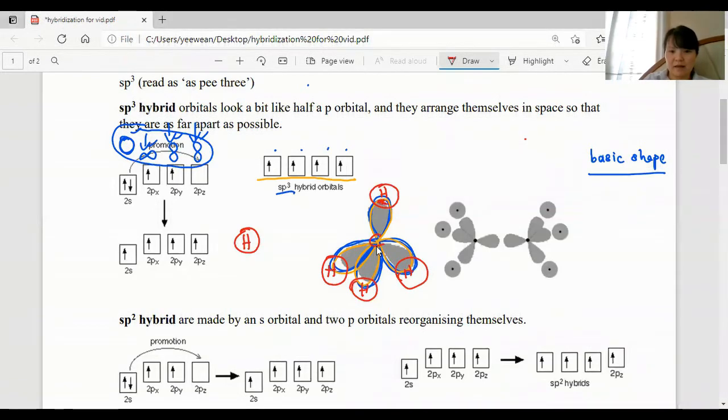Since it's the ends that overlap, these are all sigma bonds. Sigma, sigma, and sigma. Now let's look at this one.